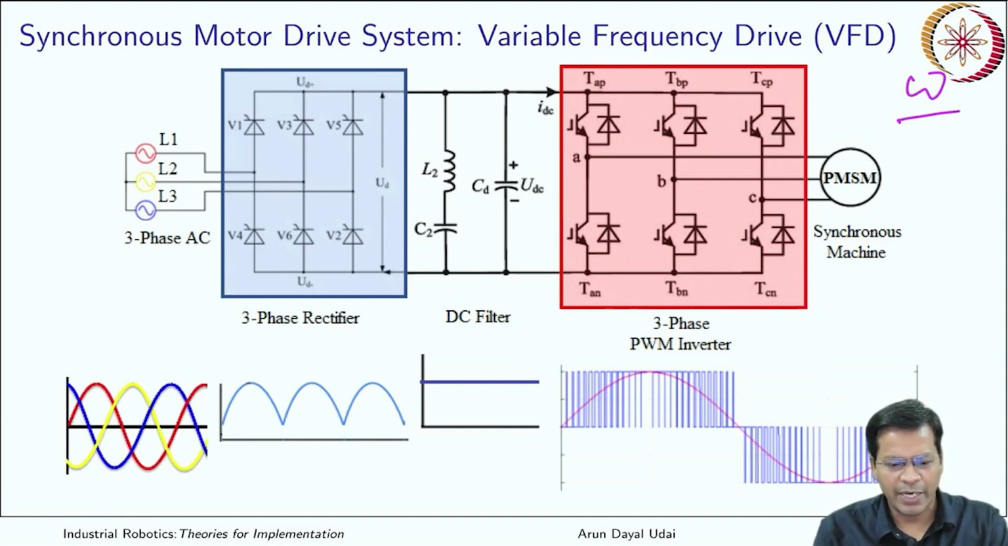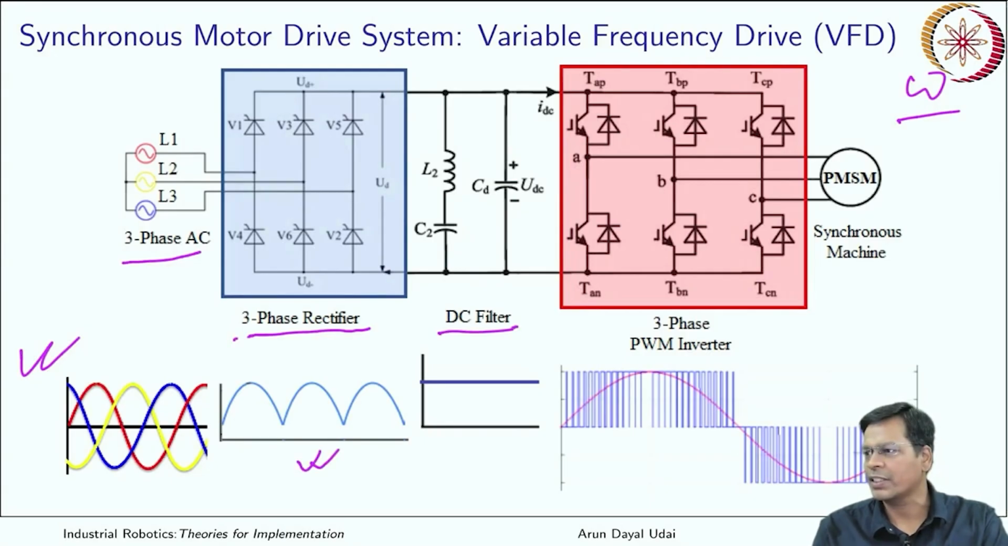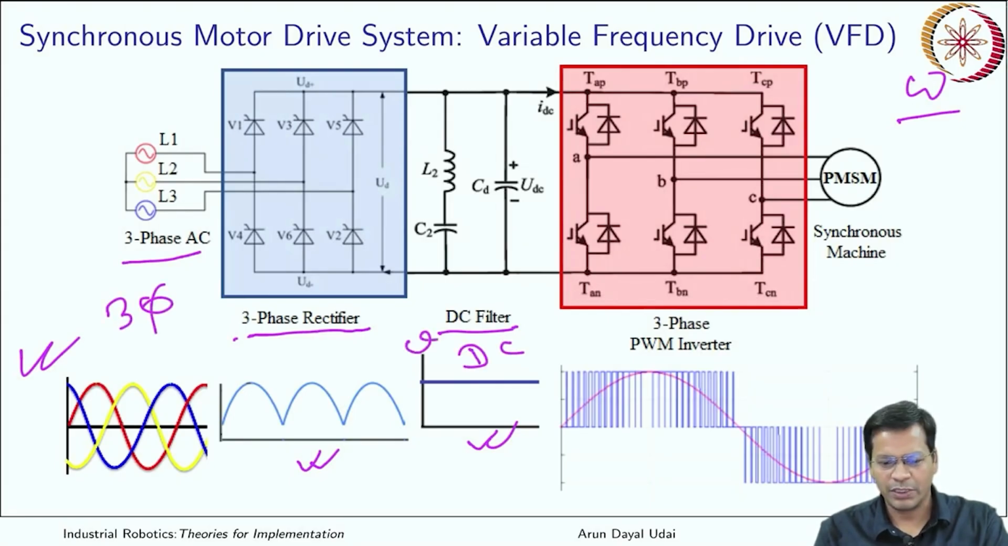You are supplied with three-phase AC, so that goes here. This is a three-phase rectifier and a filter. After three-phase rectification you get a supply which is something like this, and once you filter it, you get a DC. Got it? So ultimately you have converted a three-phase signal to a DC signal. This is the voltage, this is time, and it remains constant. So that is a DC supply. With this DC supply, you now have a three-phase inverter over here.